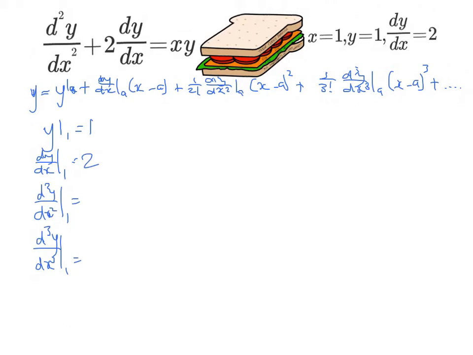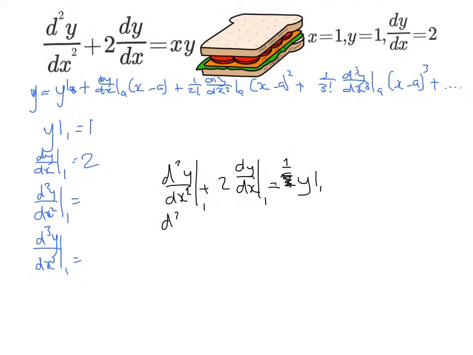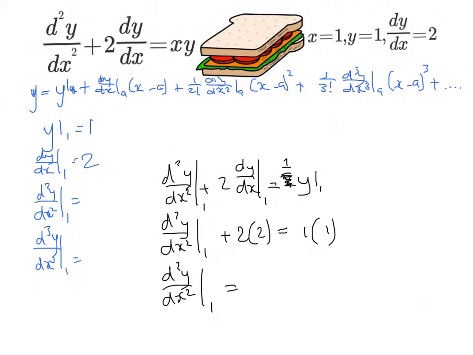Let's take that original equation, d squared y by dx squared plus 2 dy by dx equals xy, and let's just evaluate everything at the point 1. At x is 1, x is 1. Now d squared y by dx squared at the point 1 I don't know. In fact, that's what I'm trying to find. That's my next ingredient. But I do know what dy by dx at the point 1 is. It's 2. So this is 2 times 2, and this is equal to 1 times y at the point 1, which is 1. So that gives me d squared y by dx squared at the point 1 is equal to 1 minus 4, which is minus 3.